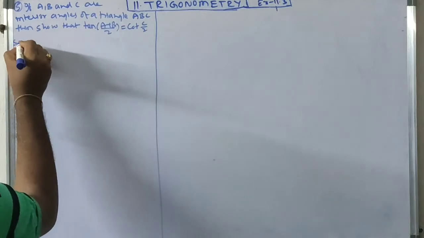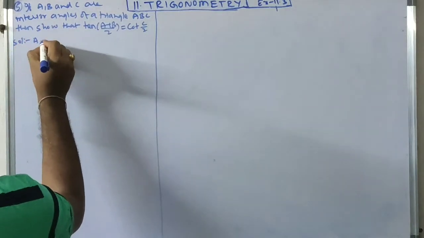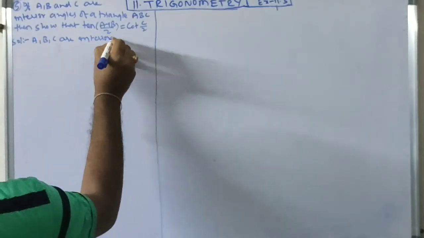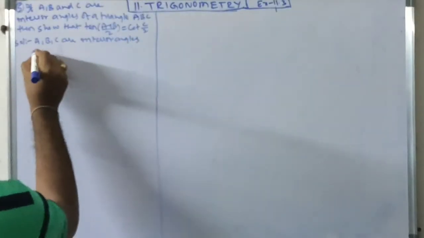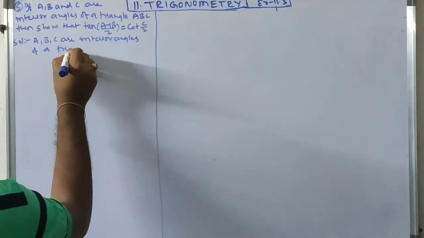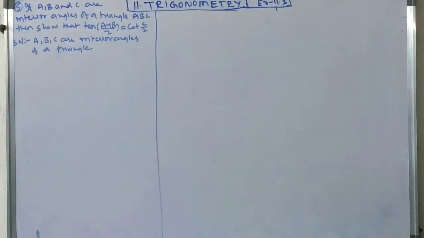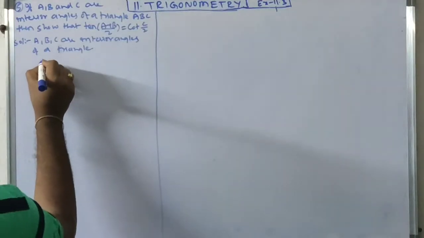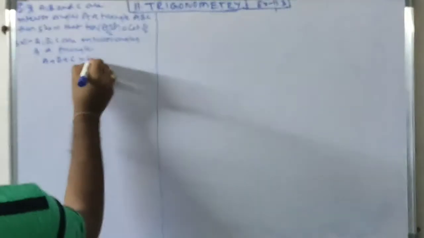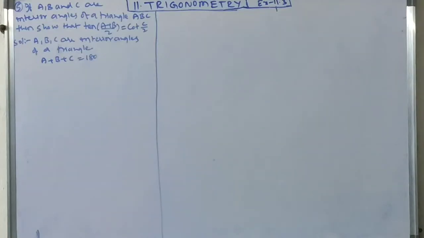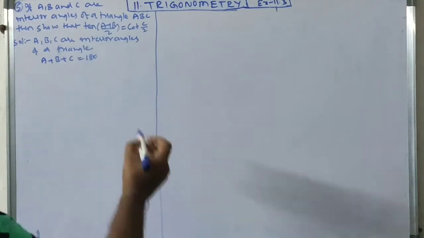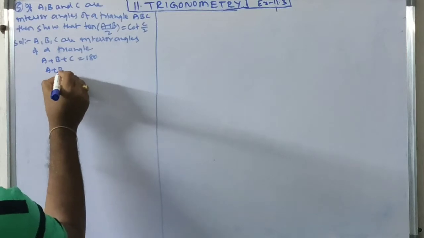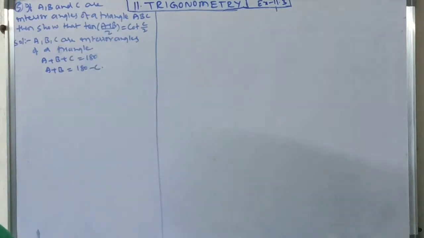Okay, solution. A, B, C are interior angles of a triangle. If these are interior angles of the triangle, A plus B plus C equal to 180. Sum of angles of a triangle is equal to 180. So here we have A plus B. Bringing C outside, A plus B equal to 180 minus C.